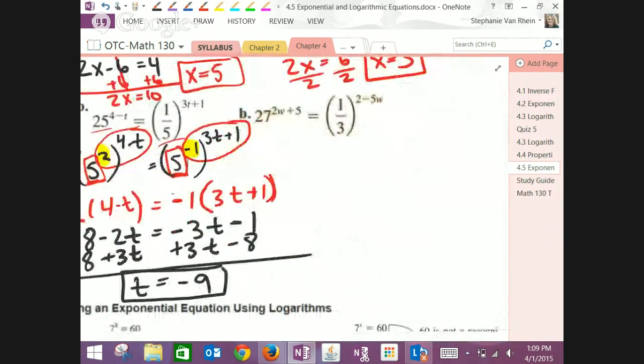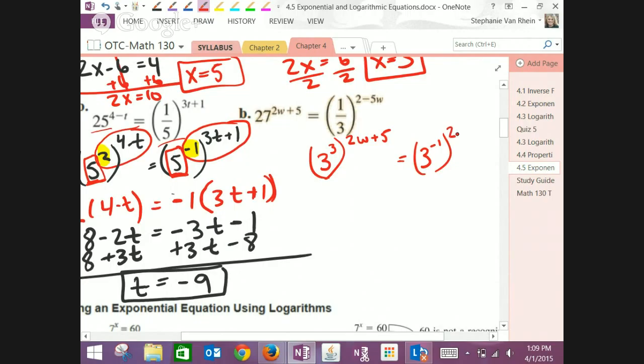So how would I write 27 to be base 3? 3 to the 3rd. So I'm going to write this as 3 cubed, and then I have this 2w plus 5. And then how would I write 1/3? 3 to the minus 1. And that would be 2 minus 5w.